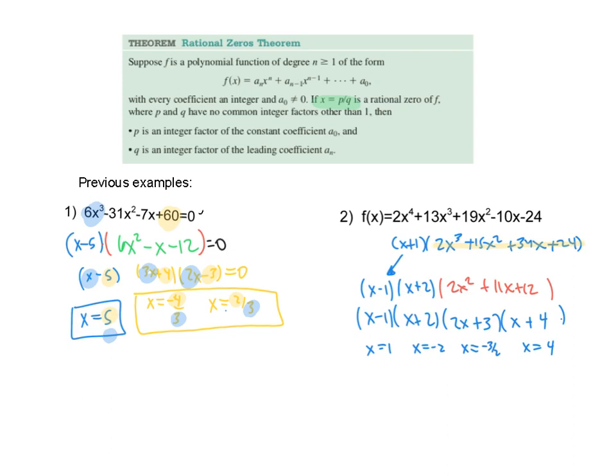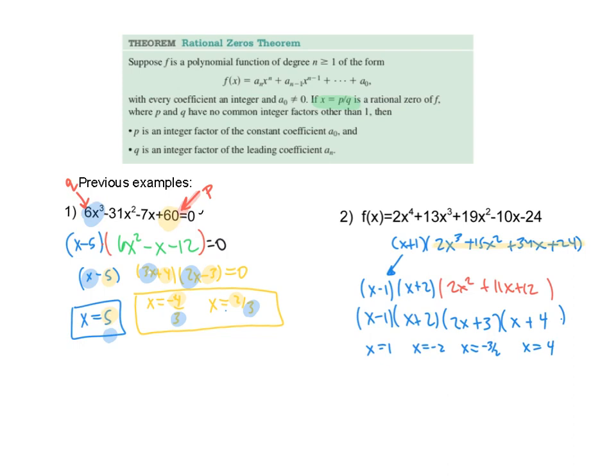So that's why we say that the factors of 60 are my p's, because those end up in the numerator of my answers, and my factors of 6 are on the denominator. Those are my q's.